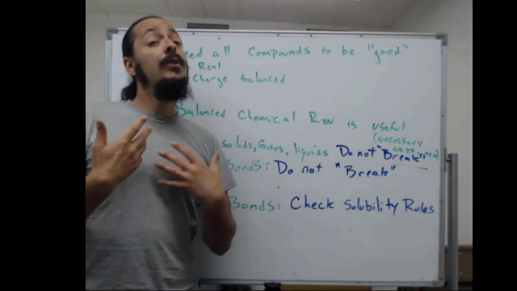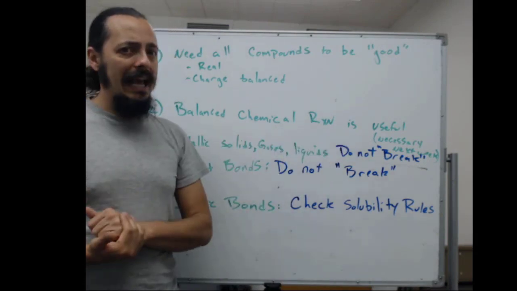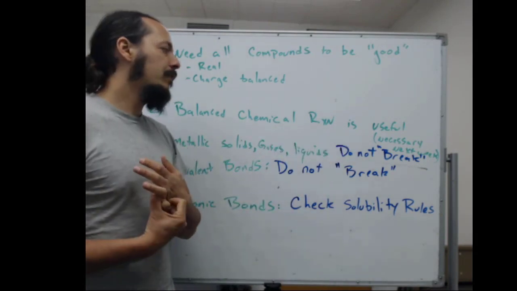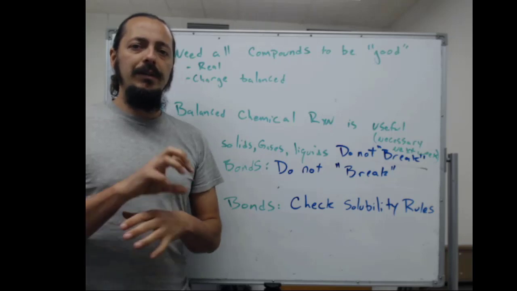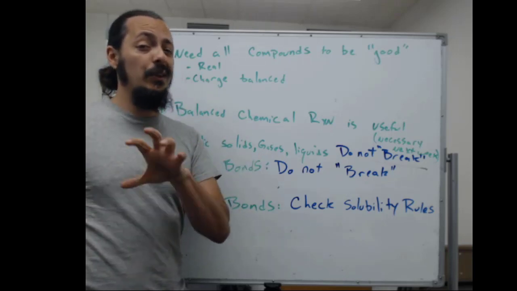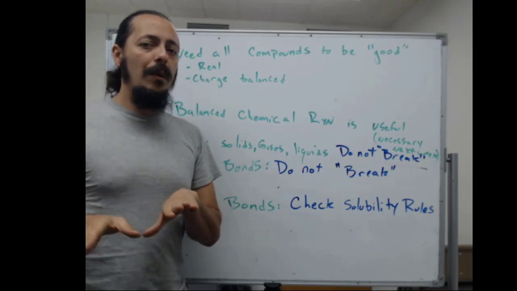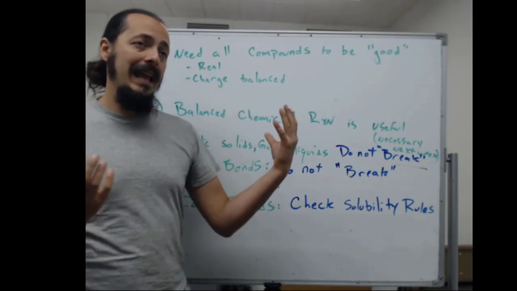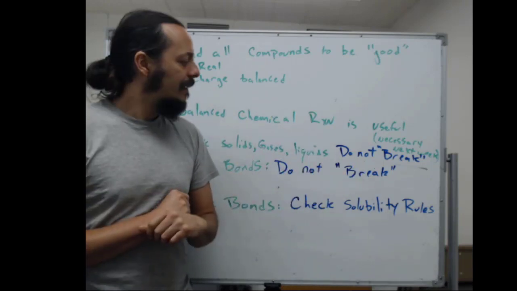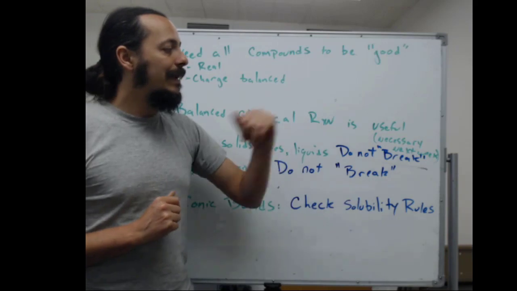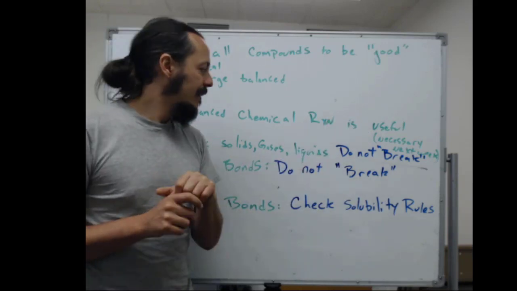Once we have that, all the compounds are good, then we'll want to balance the chemical reaction. This is going to be useful this week and necessary next week. This week, a balanced chemical reaction is going to make it so that the spectator ions, those things that aren't changing, properly cancel out on both the reactant side and the product side. And next week, this will be totally necessary.